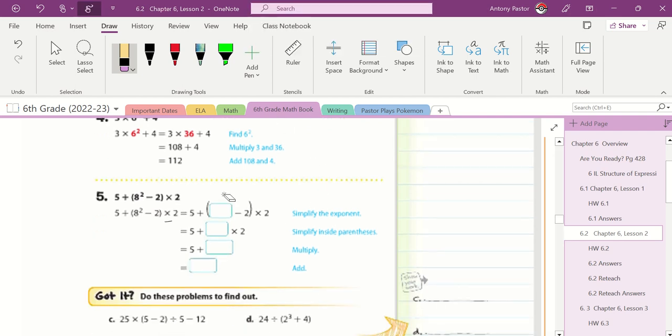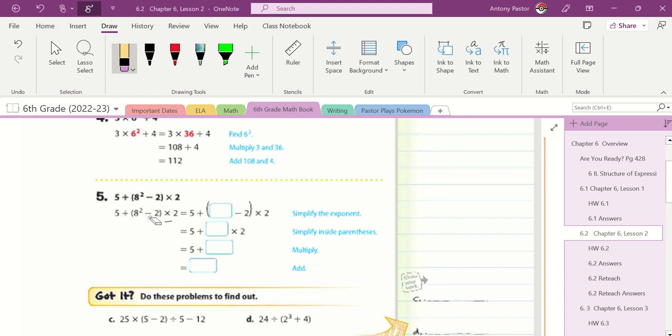All right, now let's go ahead and do this one on our own. It's 5 plus, I should say, 8 to the power of 2 minus 2 times 2. I think I said that wrong. Let's say it again. 5 plus, and in parentheses, 8 squared minus 2 times 2. So the very first thing I need to do is do what's in parentheses. 8 to the power of 2 minus 2. So I'm going to have to do what's in there.